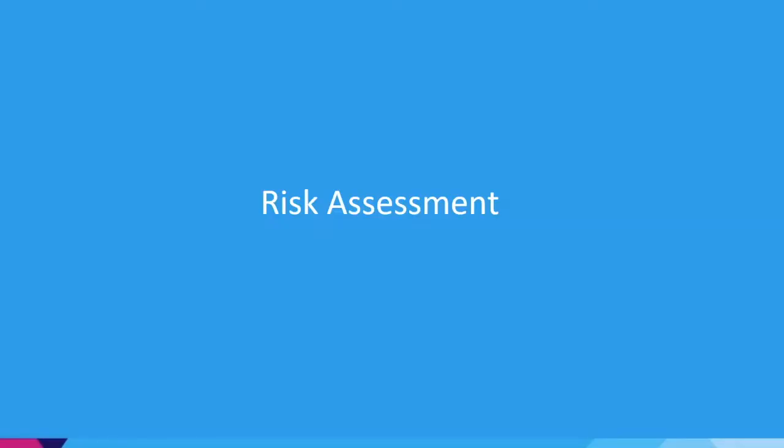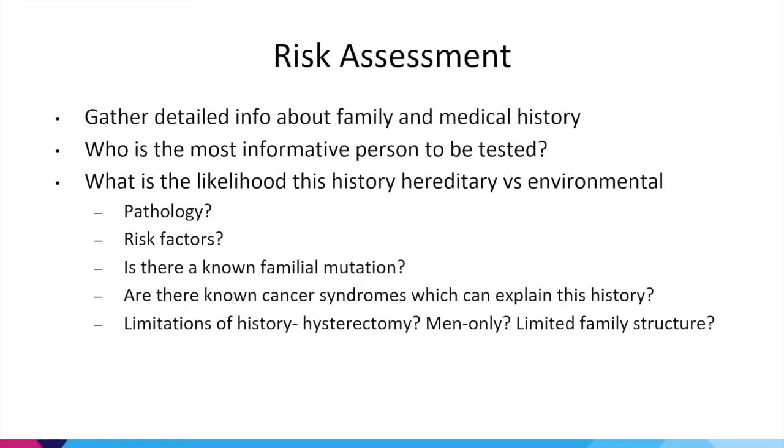Once the patients are even in the door, we conduct a risk assessment, and this is based on gathering detailed information about family and medical history. This starts out with a conversation about who is the most informative person to be tested, and I'll talk about that more in a second. But we're taking into account all these factors, these red flags that I was talking about before, for us to determine what is the likelihood that this is hereditary or environmental. And then also, can we figure out what genes might be associated that could explain this history? And then also, what are the limitations in this history?